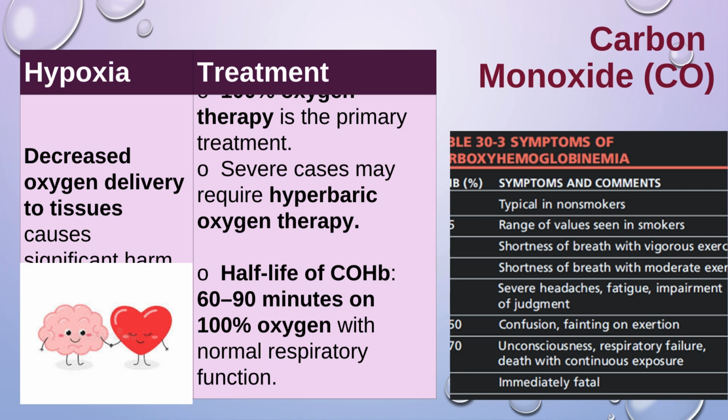So for treatment, 100% O2 therapy is the primary treatment, and in severe cases, if we can still save the patient, there is hyperbaric oxygen therapy. Guys, remember the half-life of carboxyhemoglobin is 60 to 90 minutes on 100% oxygen with normal respiratory function. Please also be familiar with this table because it's very informative when it comes to the levels of carboxyhemoglobinemia and the symptoms associated with it.